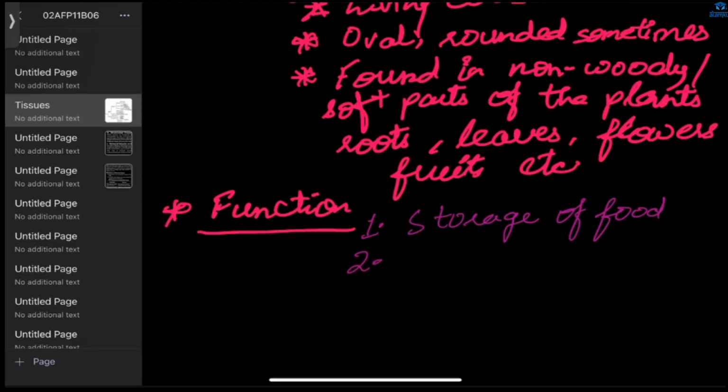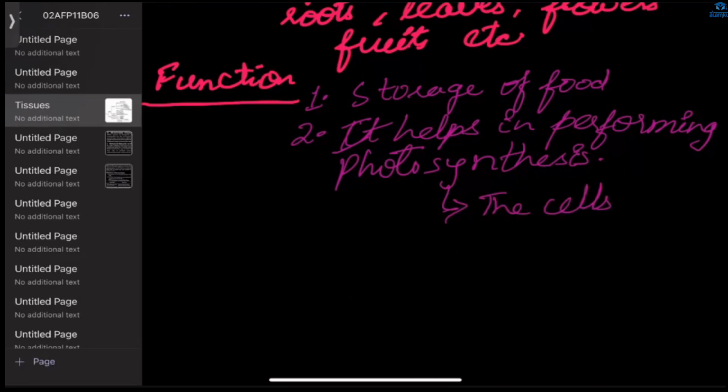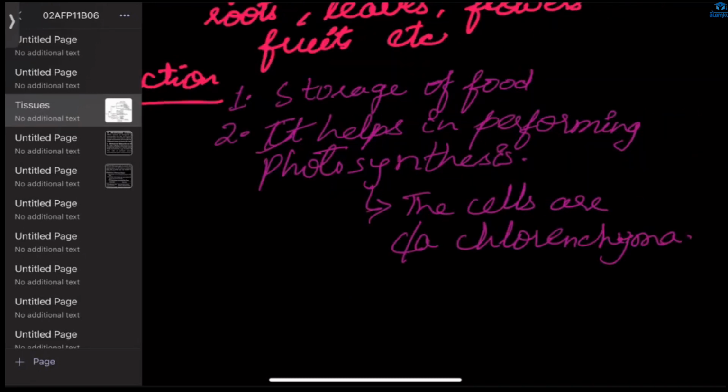The second important function: leaves contain what? Chlorophyll, and in that situation it performs photosynthesis. So the cells in the leaves which perform photosynthesis are called what? Chlorenchyma. The cells which perform photosynthesis are named chlorenchyma. You haven't taken your bio class this time, so I think you have forgotten about this. Okay? Now, parenchyma also has a third primary function. Can anyone tell?